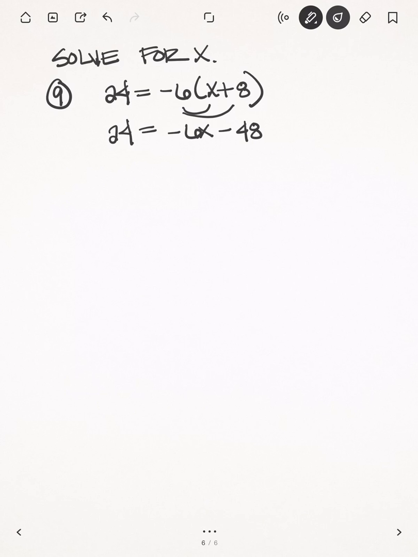I now have a two-step equation. What do I have to do next? Well, I need to move this -48 to the other side. So I'm going to add it to both sides. And I get -6x is equal to, when I add these together, I get 72.